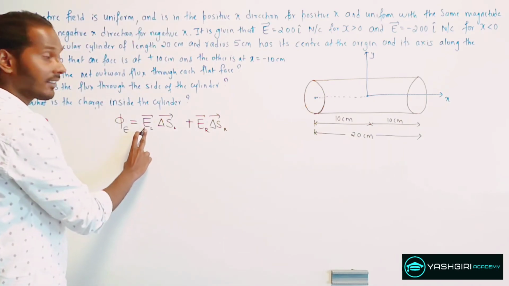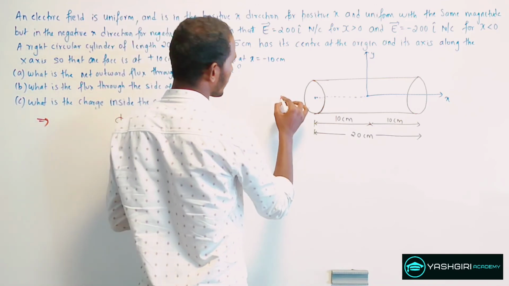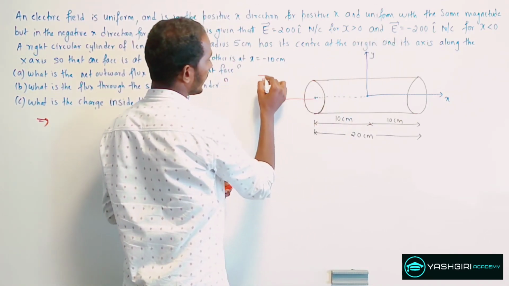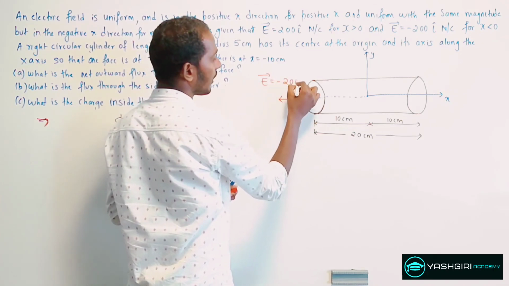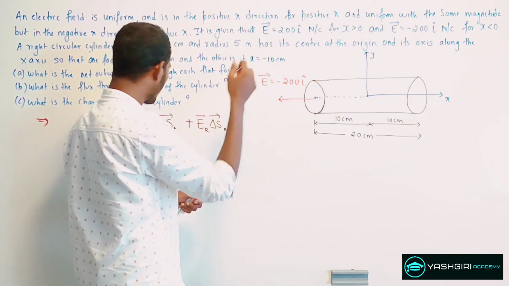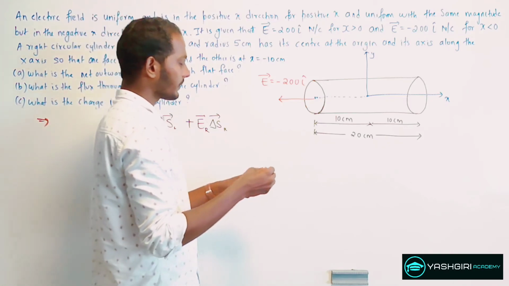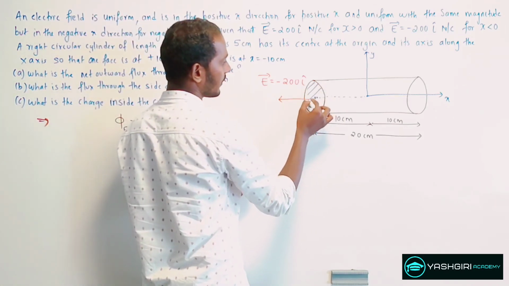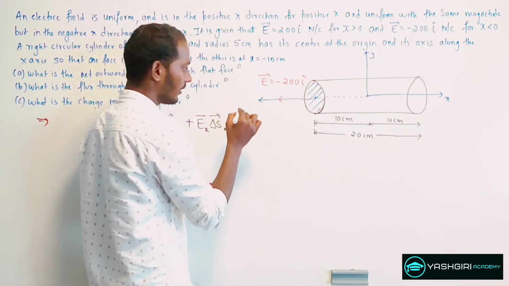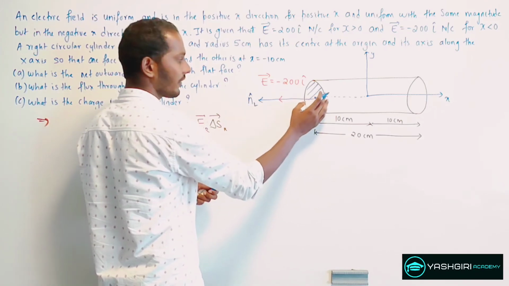Now here the electric field for the left side that is given to us, I can just point it outward, it's along the negative axis. E is equal to minus 200 i cap. So that's the direction of the electric field for this face. And here, if you just see the unit vector of this surface area, it is also pointing in the same direction as the electric field. So this is the direction of the surface area.